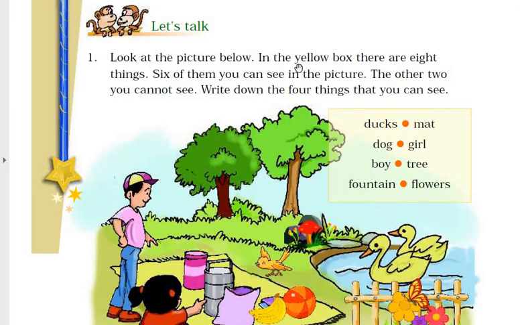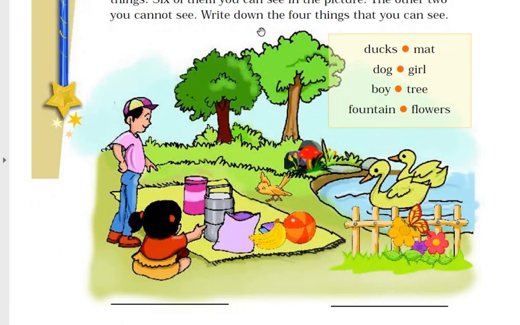Look at the picture below. In the yellow box there are 8 things. 6 of them you can see in the picture, the other 2 you cannot see. So write down the 4 things you can see. Here are all the things that are lying on the mat, which they have considered as the yellow box. Okay, so you have to write down the 4 things that you can see.